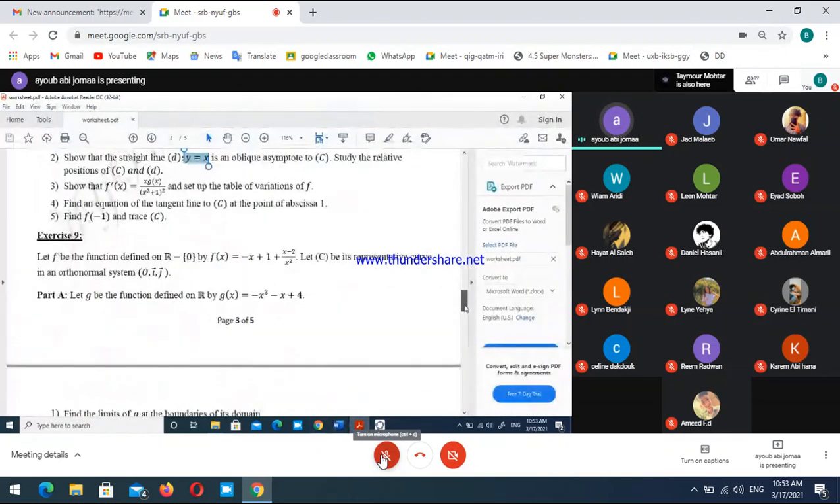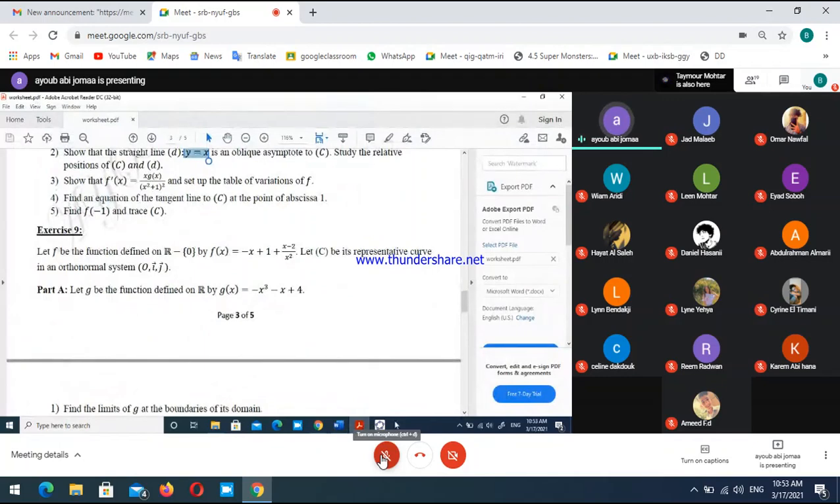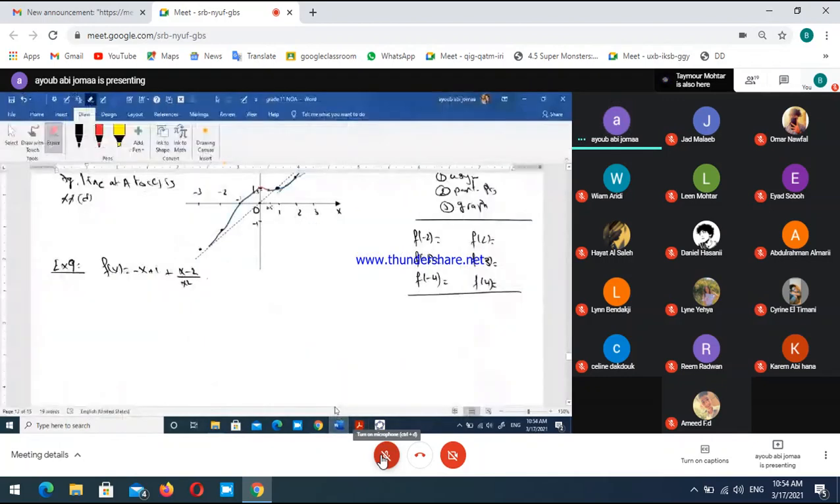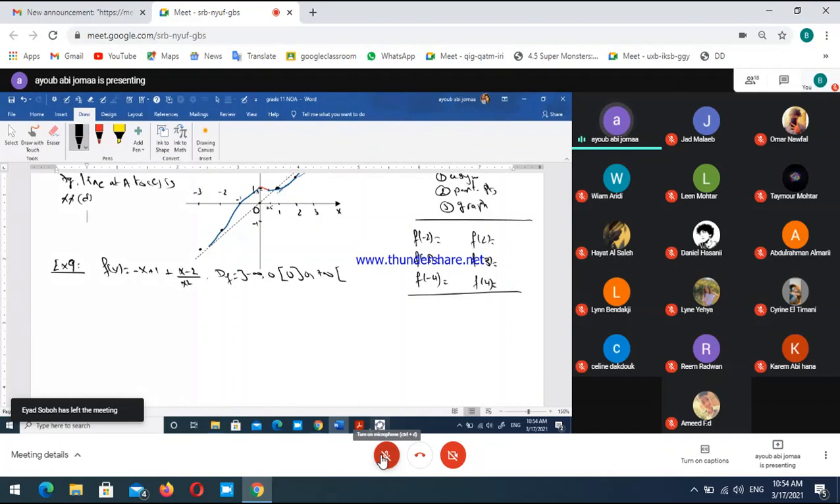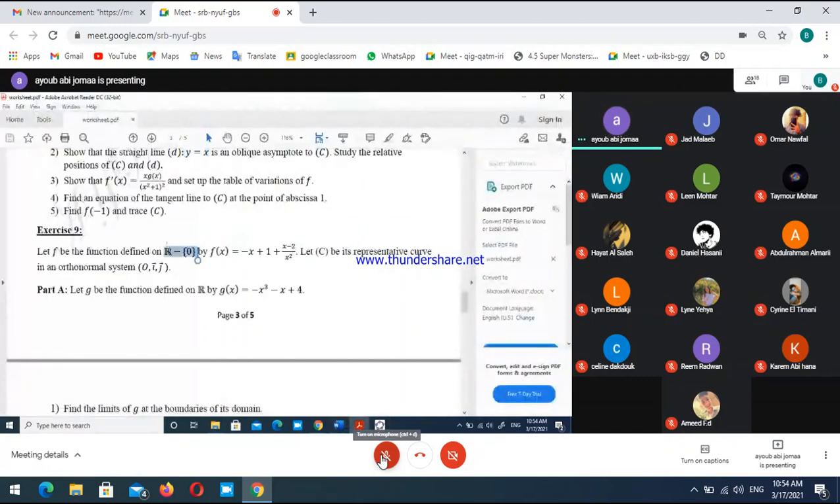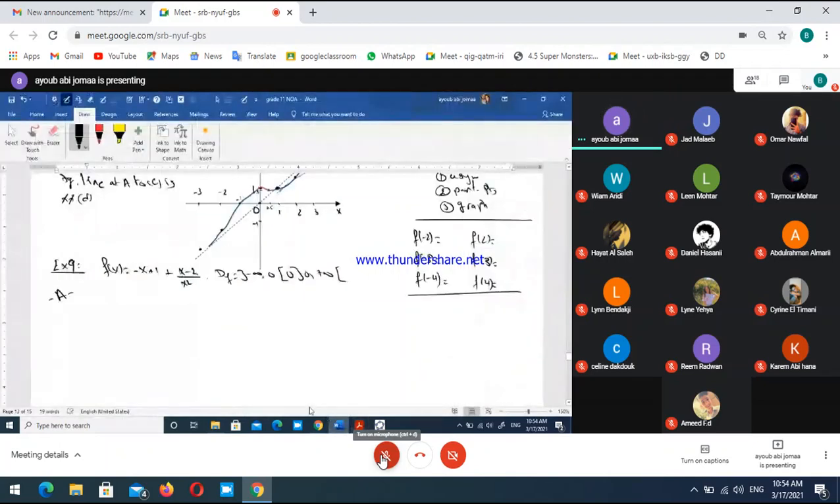It has two parts, you have function g and function f. Here the domain of definition of this function is negative infinity to 0 union 0 to positive infinity, because of the x in the denominator, and it is given in the exercise as defined on R except 0. Then g of x is negative x cubed minus x plus 4. Part A.